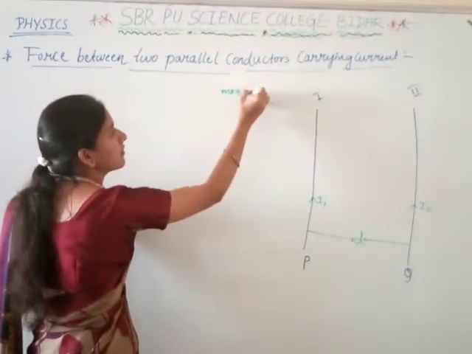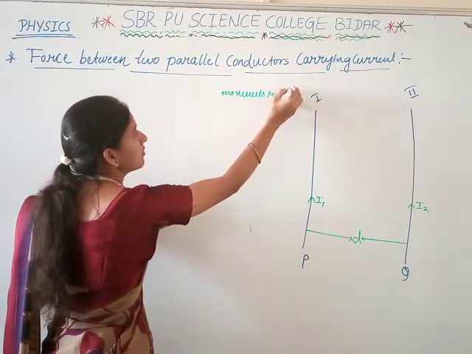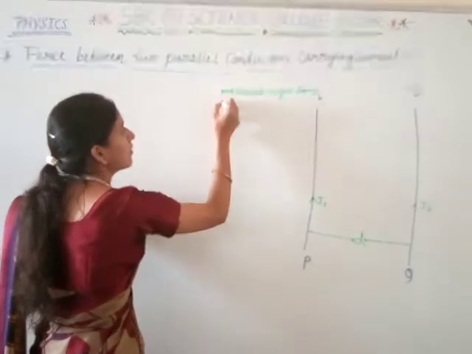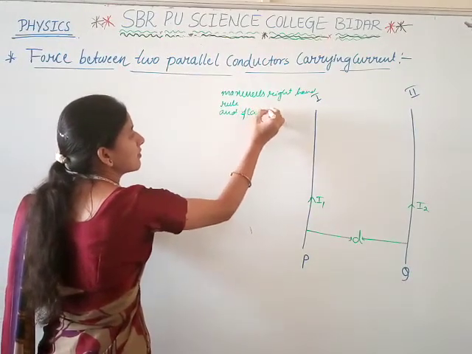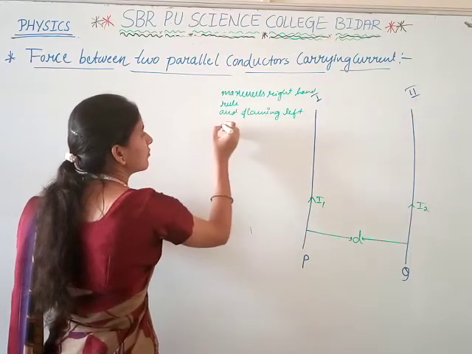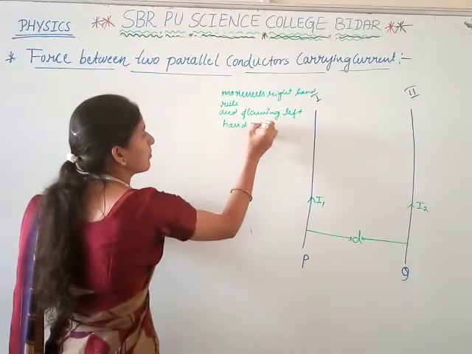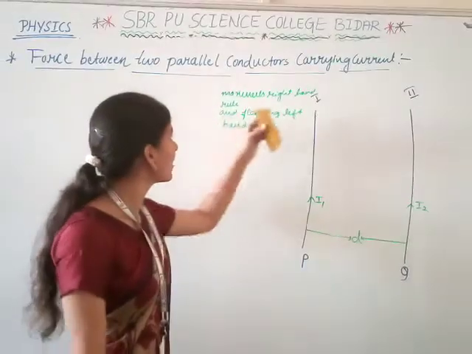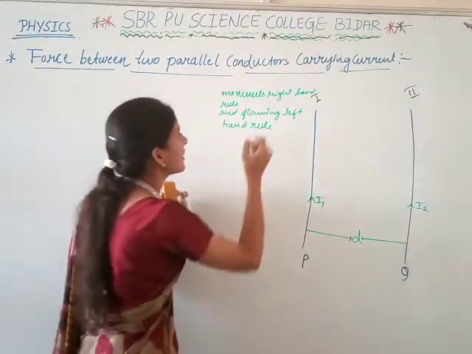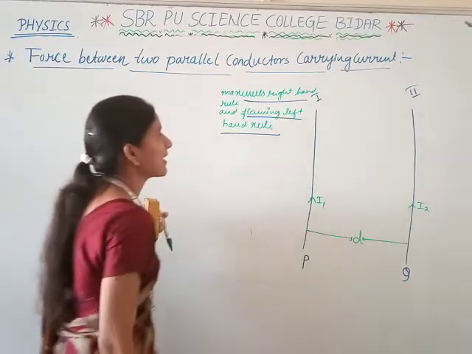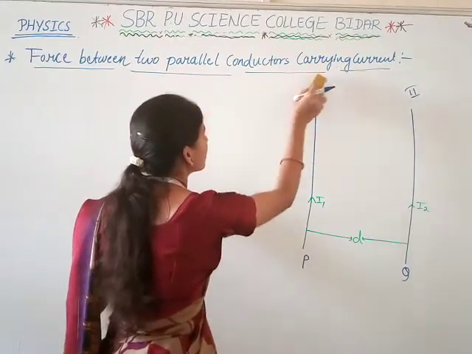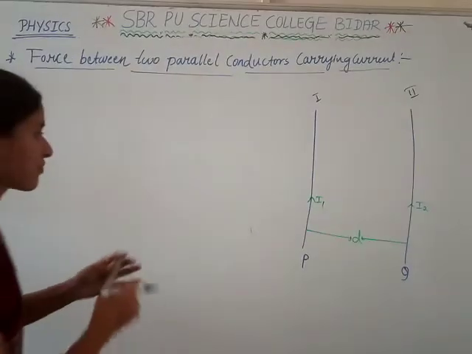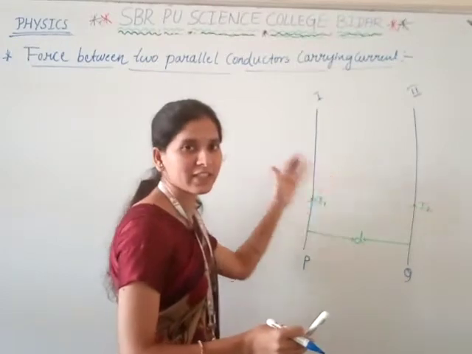By applying Maxwell's right hand rule and Fleming's left hand rule, here we are finding the force between two parallel conductors. See how we are finding the force between two parallel conductors. A conductor means something which allows electricity to pass through it.